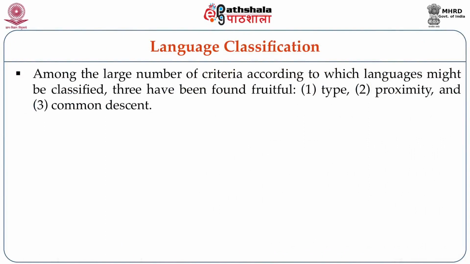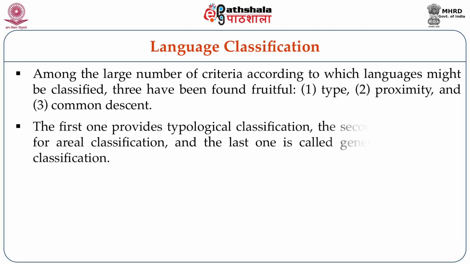Among the large number of criteria according to which languages might be classified, three have been found fruitful: one, type; two, proximity; and three, common descent. The first one provides typological classification, the second one provides areal classification, and the third provides genetic classification.